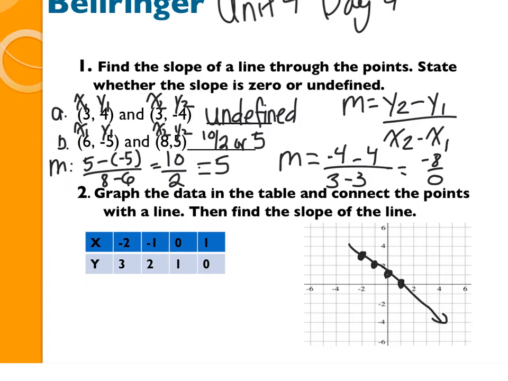Draw my line. Now I'm going to make my slope triangle. Remember, m equals rise over run. Going to rise 1. Then we'll go to run left, which would be negative 1. m equals 1 over negative 1.